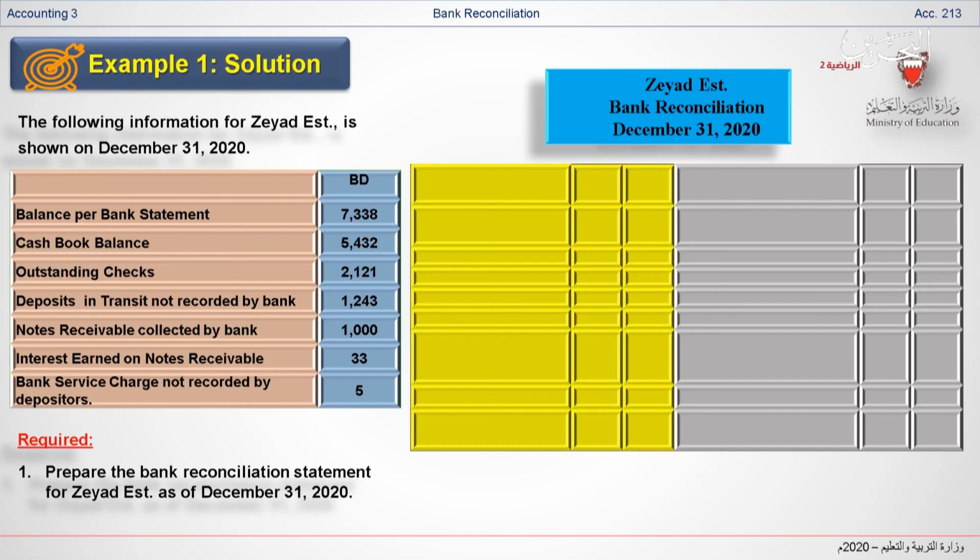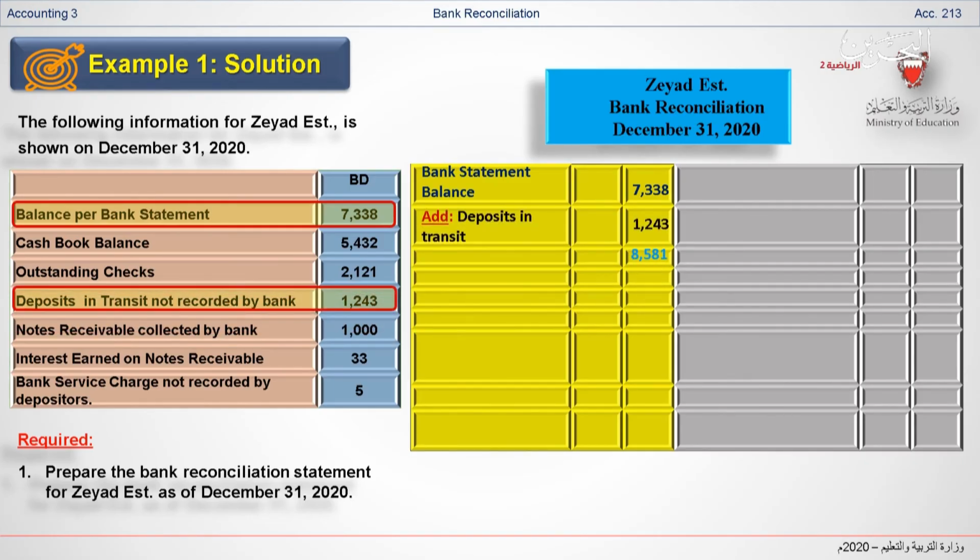We will start working on the bank statement balance side first by inserting the bank statement balance amount, which is 7,338 BD. And we will make all the adjustments to the balance per bank statement by adding deposits in transit of 1,243 BD and deducting outstanding checks of 2,121 BD. And then we have to find the adjusted bank statement balance, which equals 6,460 BD.